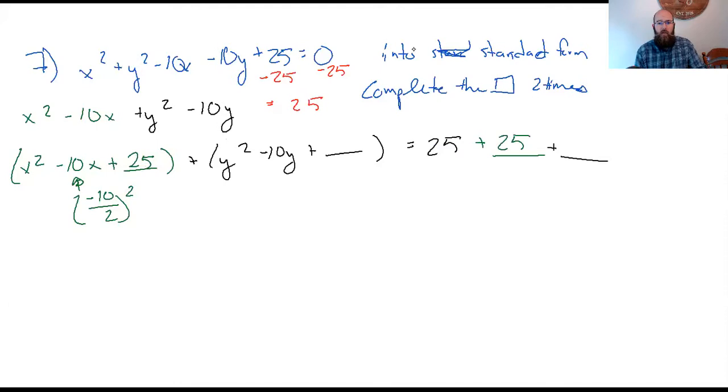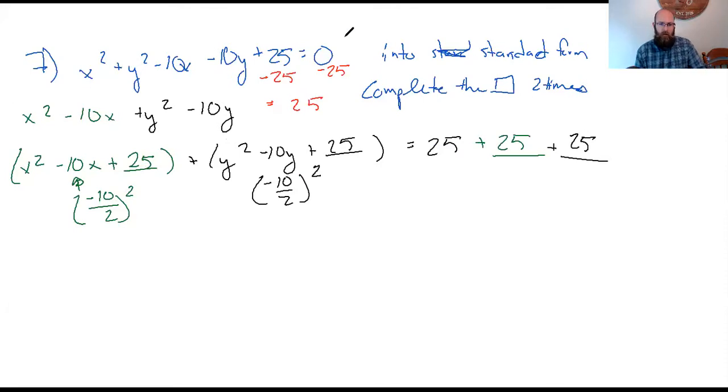All right, so now let's go over and look at black with yellow. It's actually the same thing here. So negative 10, I divide it by 2, and then I square it. That's going to get me my same number. I have to add that over to the right side of my equation as well. Okay, so we've come a long way.